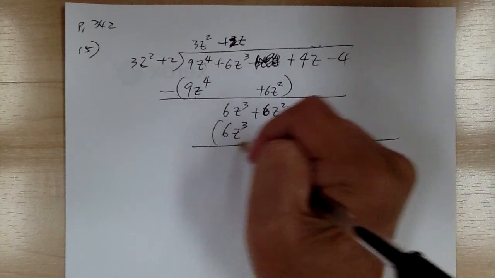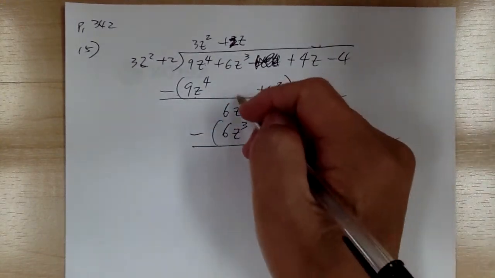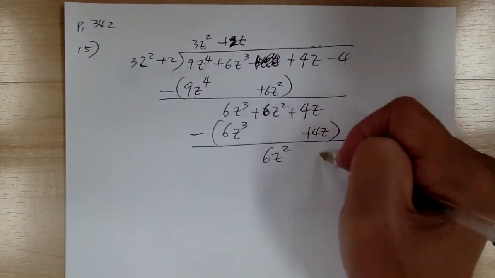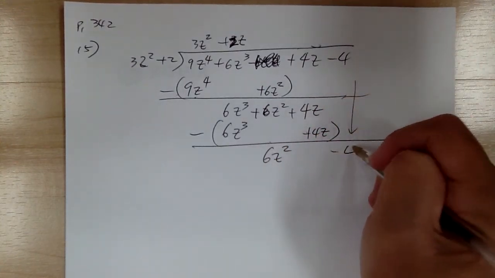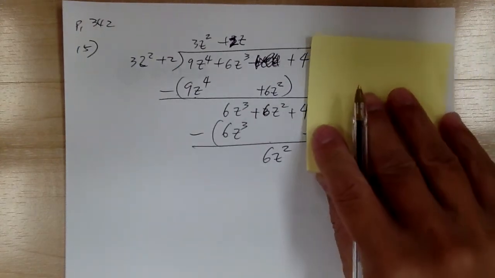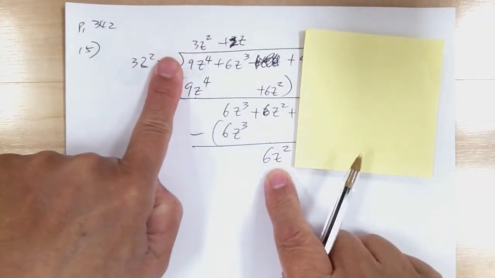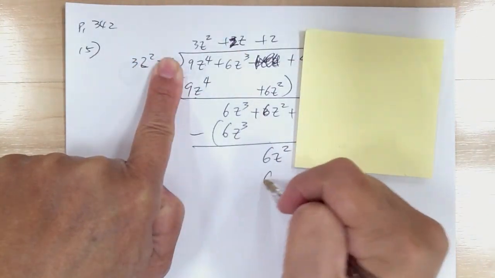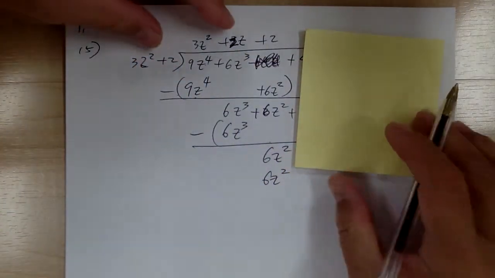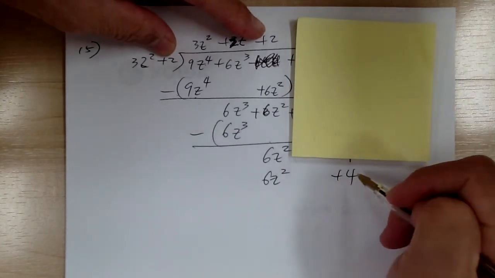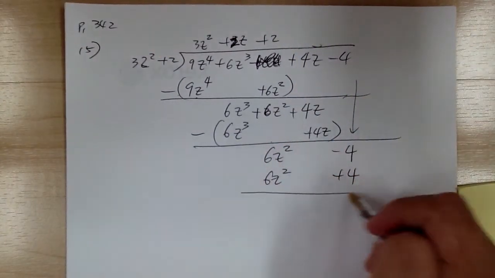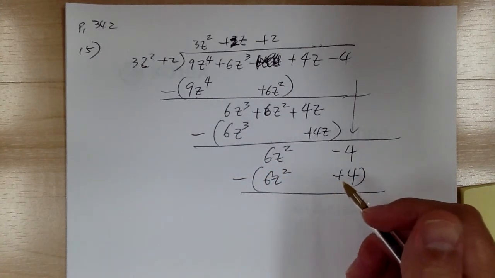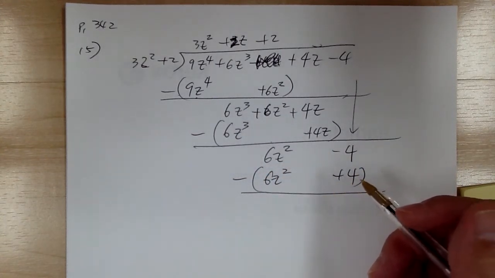Okay, draw the line, parentheses, subtract. So this cancels out. This one minus nothing will give you 6z squared. This one cancels out. Drop the next one. Okay, so you look at the first term only. For 3z squared, you need to have a plus 2 to get 6z squared. And this one, when you multiply, would be plus 4. Put parentheses, subtract.